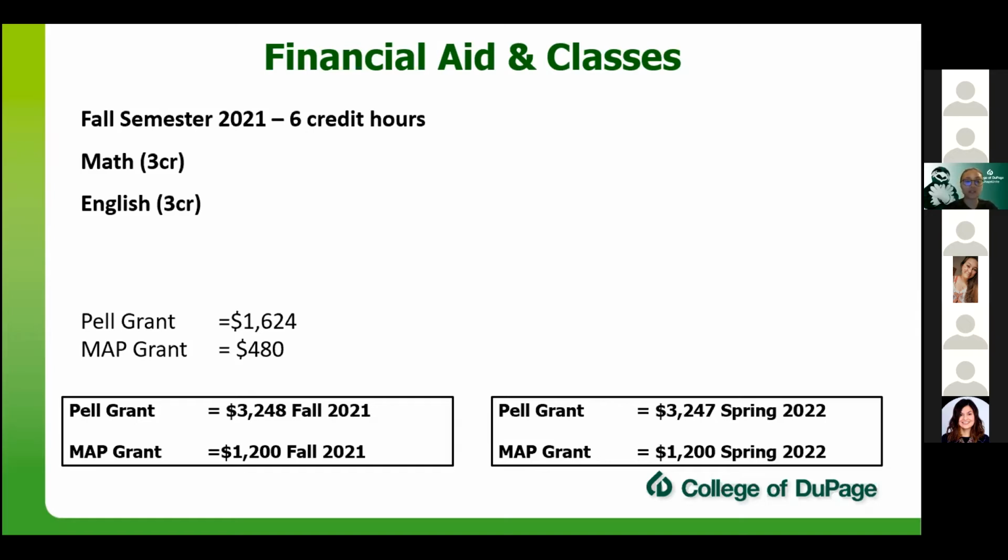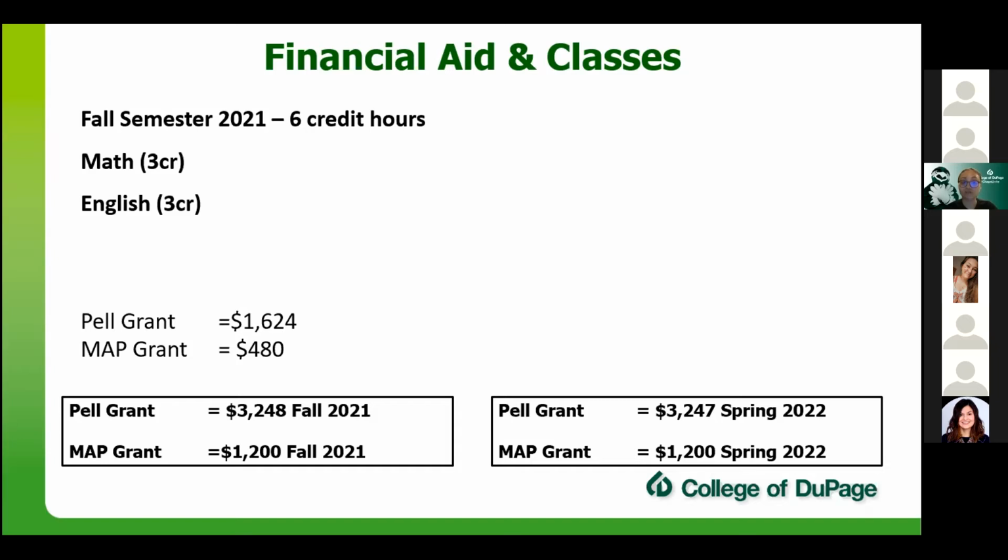So as you can see here for this person, for their overall grant money for fall, they were offered $3,248 of Pell Grant and $1,200 in MAP Grant. And this is based off of full-time status. Full-time for Pell Grant is 12 credit hours, which is roughly around 3 or 4 classes. And the MAP Grant for full-time is 15 credit hours. So that's about 4 or 5 classes.